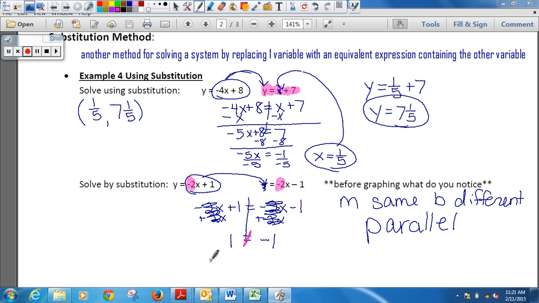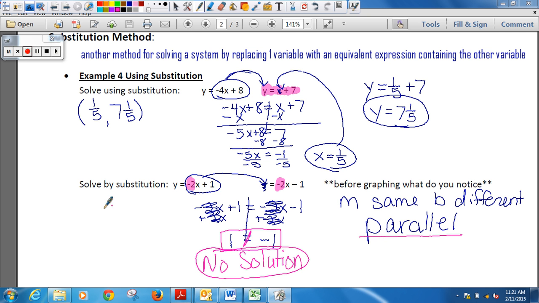Well, that is because there is no solution, which if you think back to when we were graphing on the front side of this page, we said parallel lines don't have a solution because they don't intersect. If you solve it using the substitution method, you come up with the same answer. 1 does not equal negative 1, therefore my answer is no solution. So if you automatically realize that they're parallel lines, no matter what method you're supposed to use, you can always write no solution as your answer and not even have to work it out.